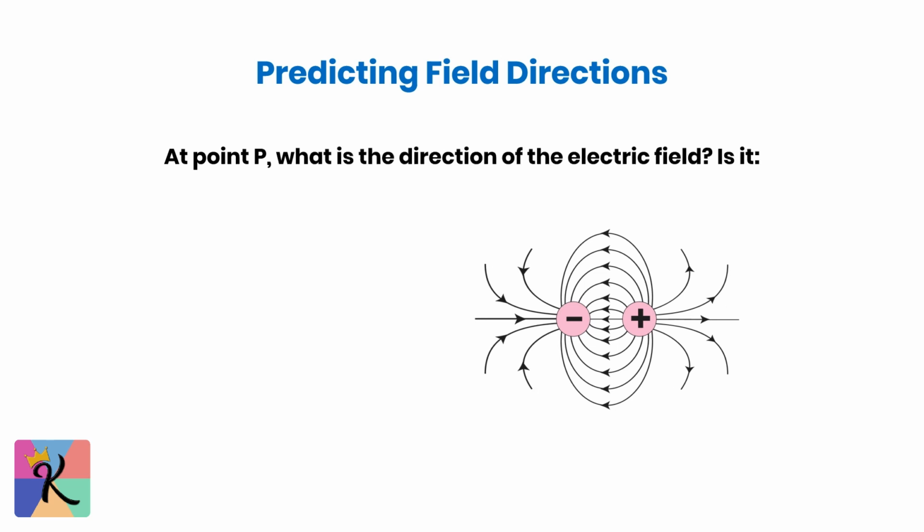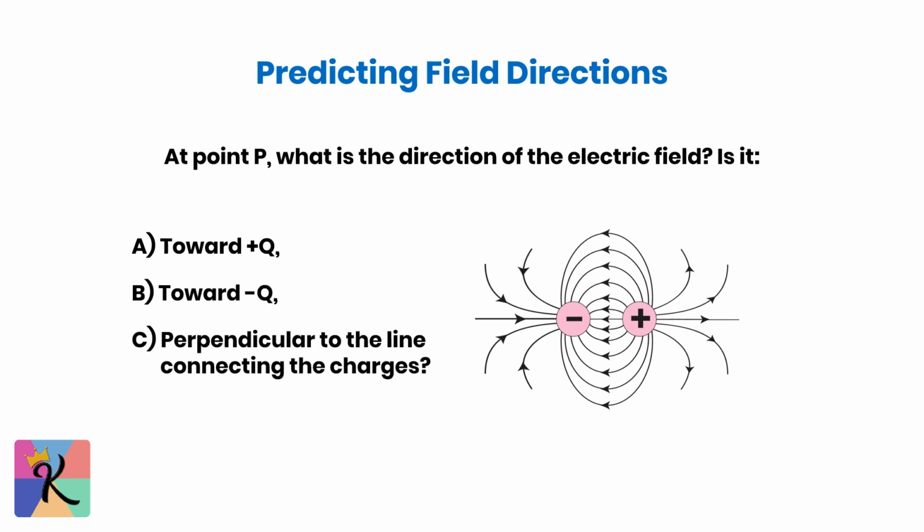At point P, what is the direction of the electric field? Is it A, toward plus Q, B, toward negative Q, C, perpendicular to the line connecting the charges? The correct answer is B. The field at P points toward negative Q as the negative charge attracts the field lines.